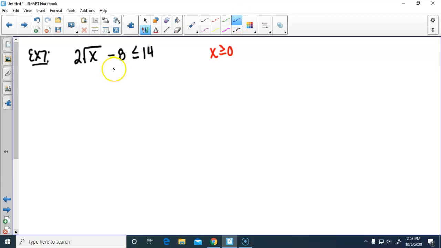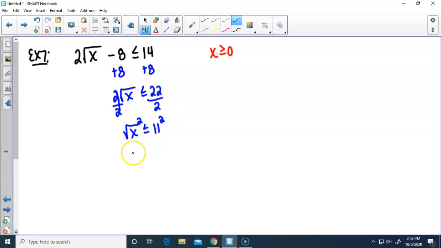Now we're just going to solve our inequality, so we're going to add that 8 to both sides. So we're going to get 2 square root of x is less than or equal to 22. We can divide that 2 from both sides. So we've got the square root of x is less than or equal to 11. Now we want to square both sides here, so that tells us that x is less than or equal to 121.